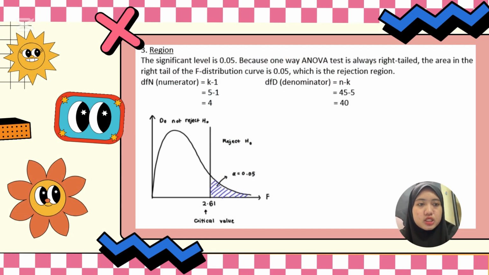Step 3 is the rejection region. The significance level we use is 0.05. Because the one-way ANOVA test is always right tailed, the area in the right tail of the F distribution curve is 0.05, which is the rejection region. Next, the degrees of freedom for the numerator is equal to k minus 1, so we get 4. The degrees of freedom for the denominator is n minus k, so we get 40. The critical value is 2.61.